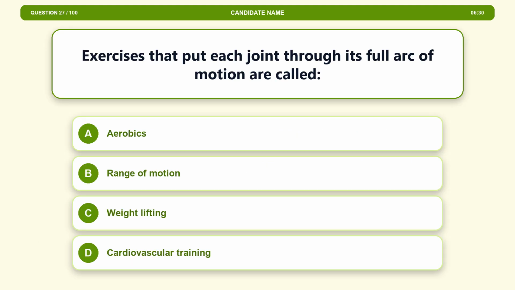Question 27. Exercises that put each joint through its full arc of motion are called: Option A, aerobics. Option B, range of motion. Option C, weightlifting. Option D, cardiovascular training.